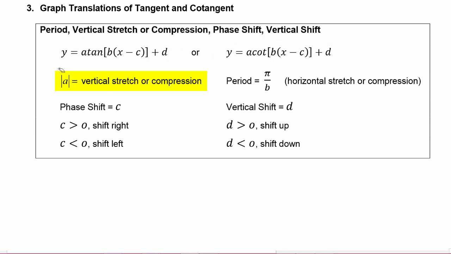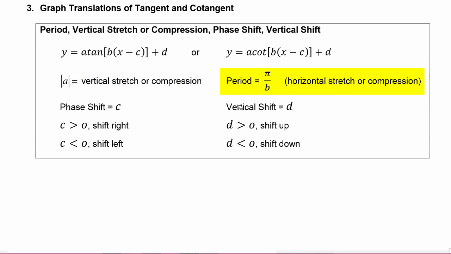Now the absolute value of A is going to tell us the vertical stretch or compression. Remember, for sine and cosine, the absolute value of A gave us the amplitude. But because tangent and cotangent are infinite, their ranges go from negative infinity to positive infinity, you can't really say something has an amplitude when it's infinite. One thing can't be more infinite or less infinite than another thing. So the absolute value of A functionally will still do the same thing, and it gives us the vertical stretch or compression of the graph.